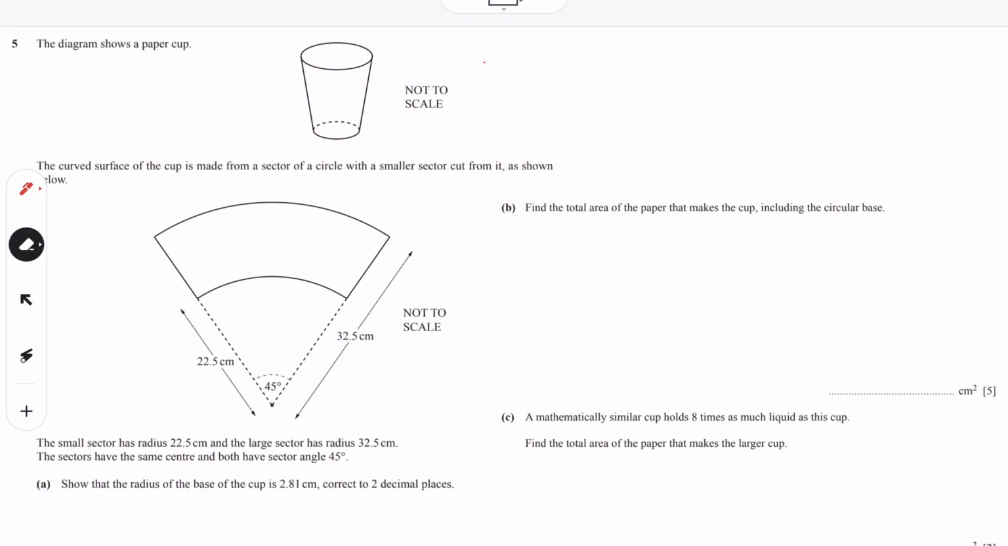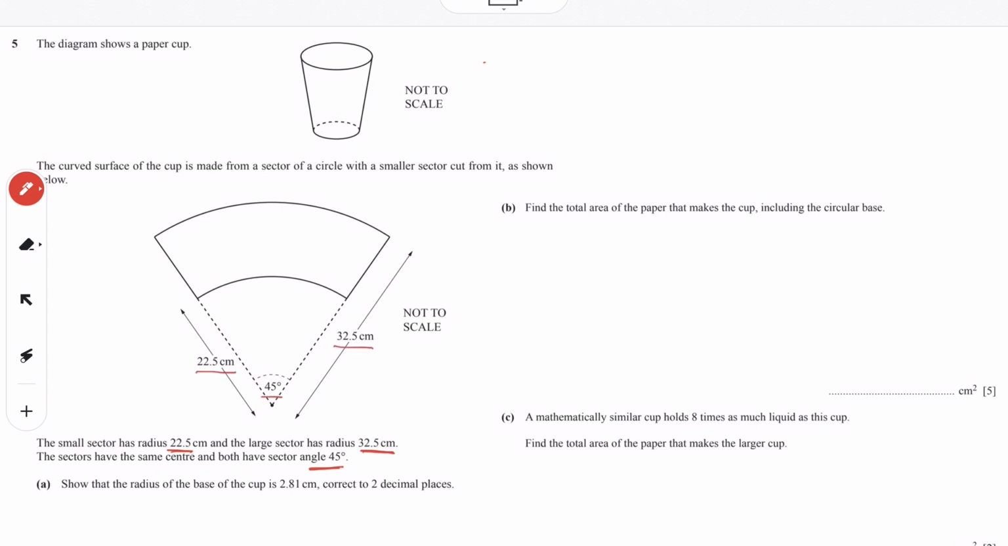Okay, for question 5, we're going to be looking at areas, circumferences, radiuses, and also volumes. So the diagram shows a paper cup. The curved surface of the cup is made from a sector of a circle with a small sector cut from it as shown. So here we go. The small sector has a radius of 22.5, and the large sector has a radius of 32.5. The sectors have the same centre and both have sector angles of 45. So we're talking about these 3 figures here.